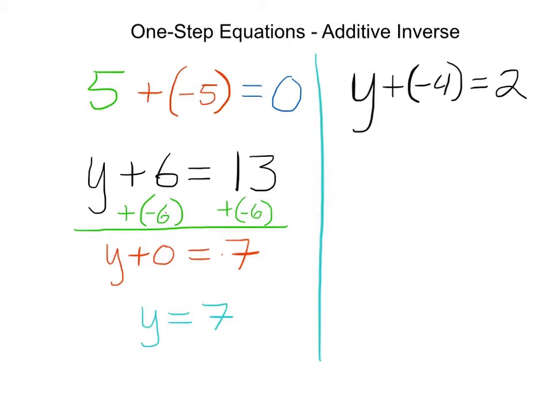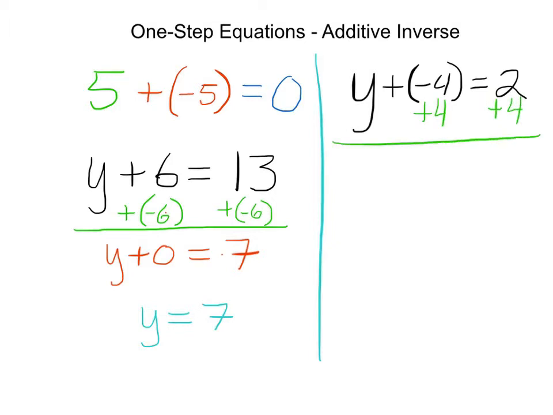So let's look at what we have. First off, we should notice that this negative 4 is what's causing our problems, because remember, we're trying to isolate the variable, or get the variable by itself. So we need to get rid of that negative 4. So what is the opposite of negative 4? And the answer, of course, is positive 4. So to get rid of or eliminate the negative 4, we're going to add 4 to both sides of the equation.